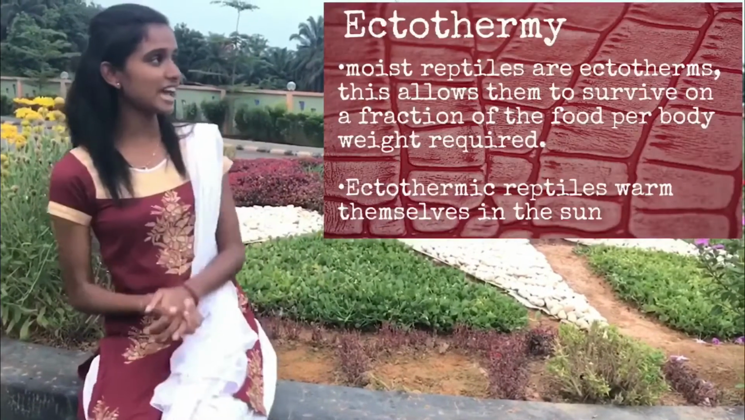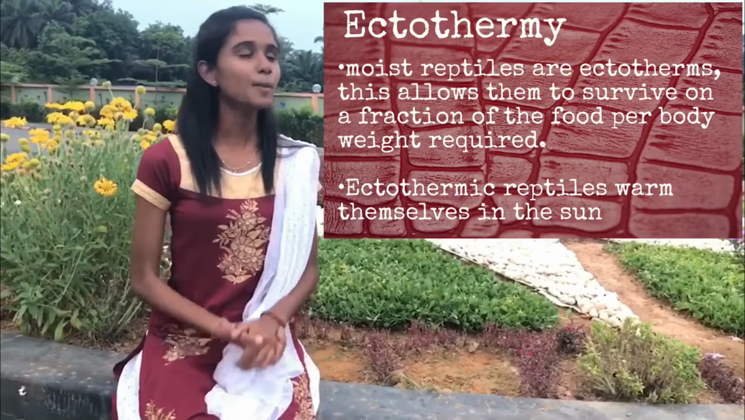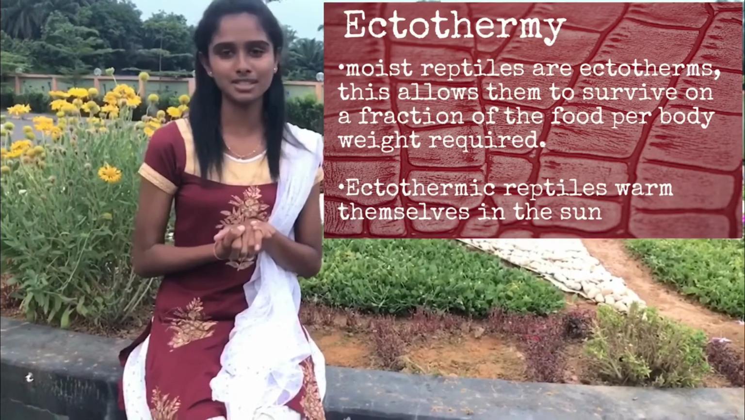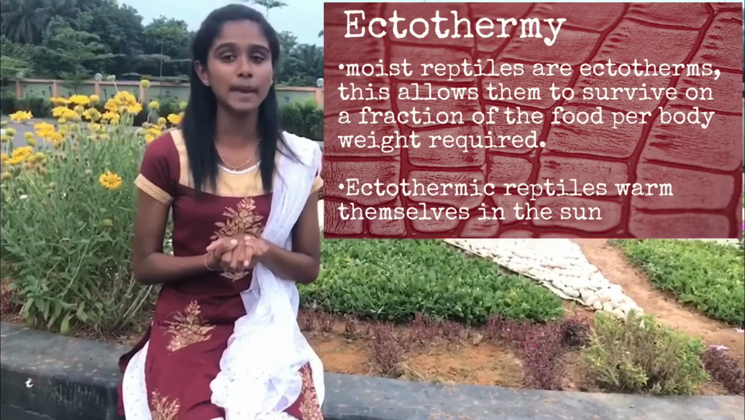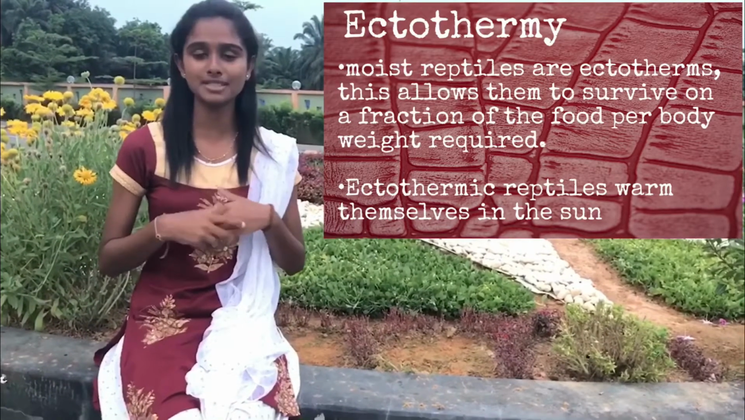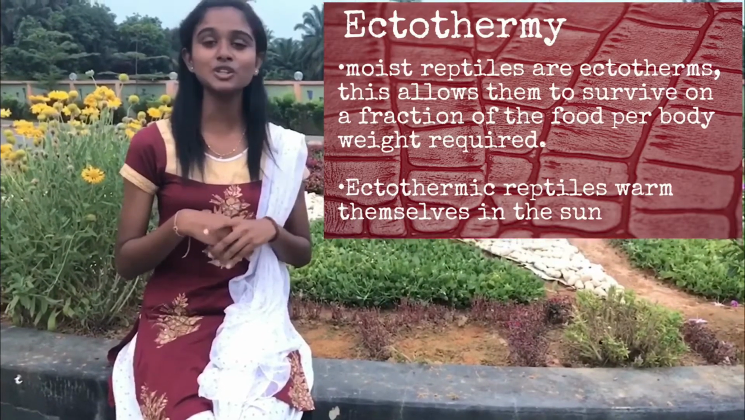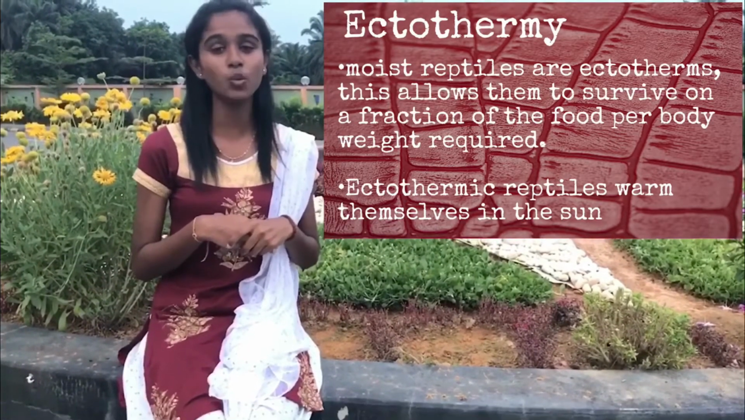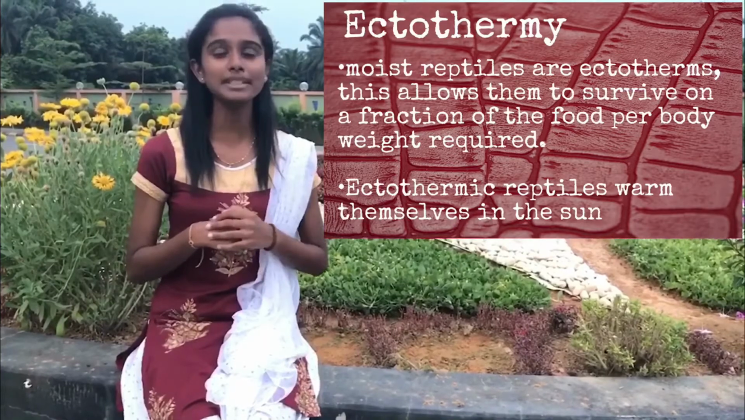Now let's focus on the sixth characteristic, which is ectothermy. As you can see on my slide here, most reptiles are ectotherms, which means cold-blooded. This allows them to survive on a fraction of the food per body weight required by birds and mammals. Other than that, ectothermic reptiles are adapted behaviorally to maintain a warm body temperature by warming themselves in the sun.